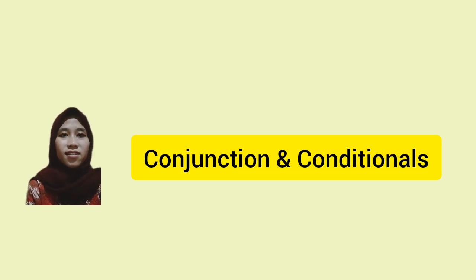Conjunctions and conditionals. There are coordinating conjunctions, subordinating conjunctions, and correlative conjunctions. Conditional sentences. An example of a conditional sentence: if you work hard, you'll pass the exam.